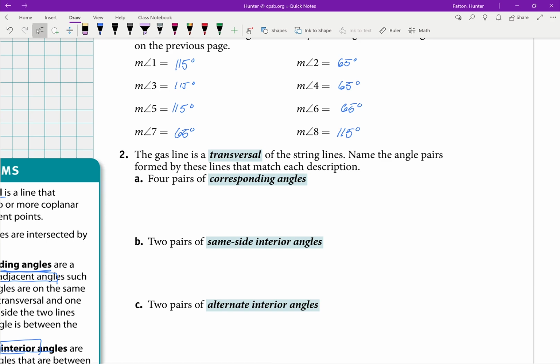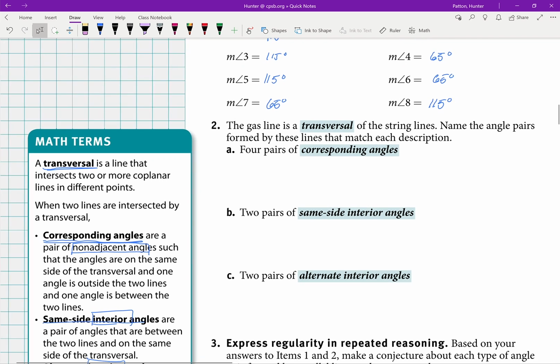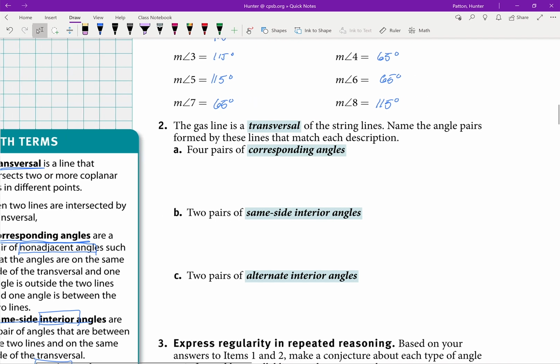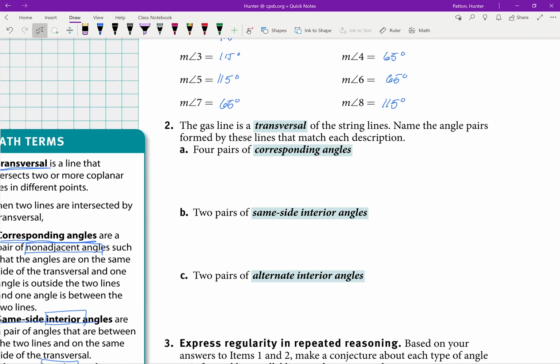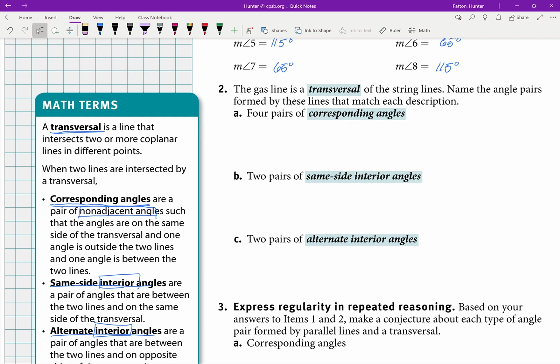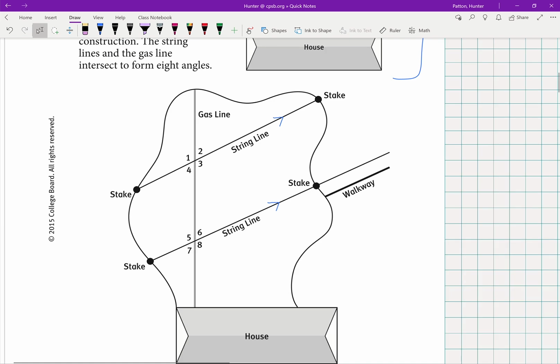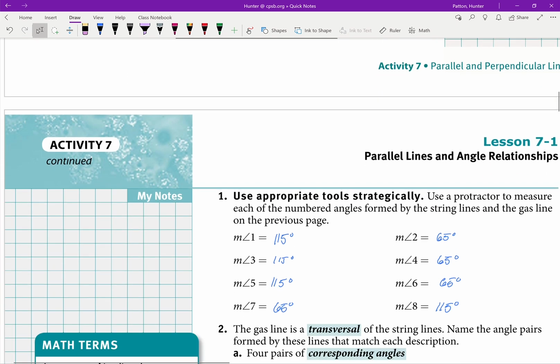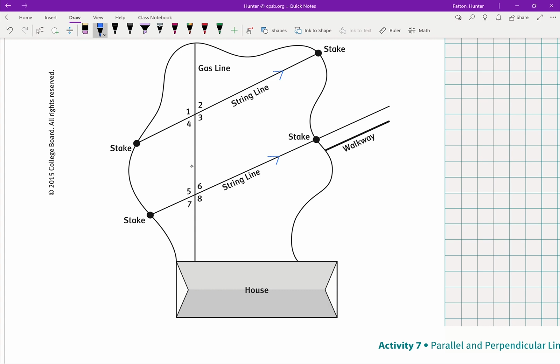All right, number 2. The gas line is a transversal of the string lines. If you don't remember what a transversal is, please refer to the math terms on the side. We want to name the angle pairs formed by these lines that match each description. So we're going to take these definitions and pick out the angle pairs from our example on the previous page. The gas line is our transversal, so this line right here is the transversal of these two parallel string lines.